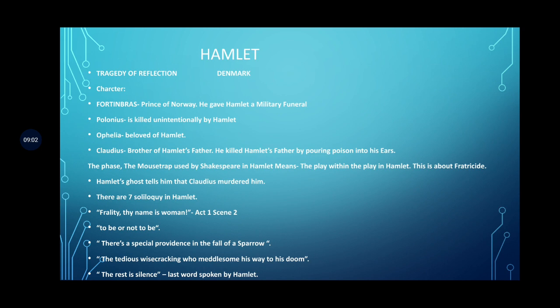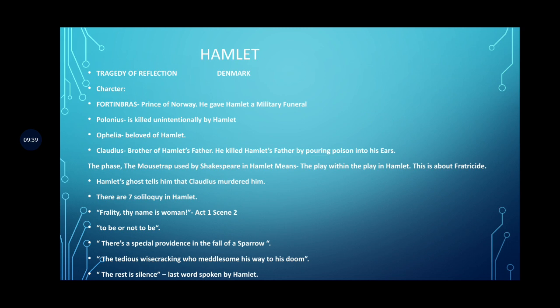Hamlet. This is a tragedy and it is popularly known as the tragedy of reflection. The place where it is set is Denmark. The characters: Fortinbras, he is a prince of Norway and he gave Hamlet a military funeral. Polonius, he is killed unintentionally by Hamlet. Ophelia, beloved of Hamlet. Claudius, brother of Hamlet's father, and he killed him by pouring poison into his ear.